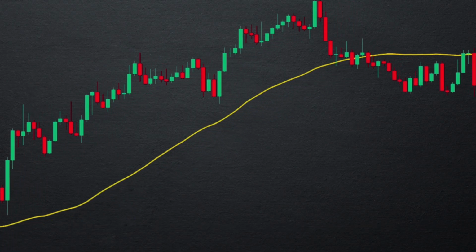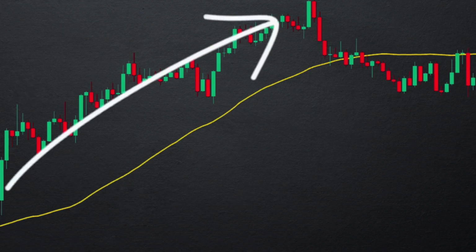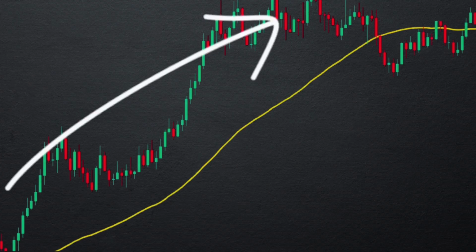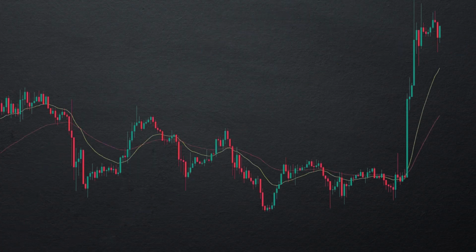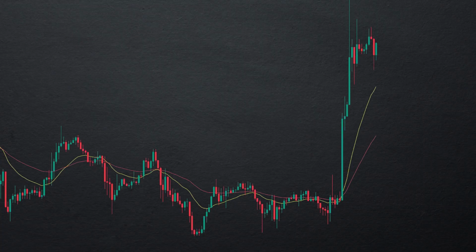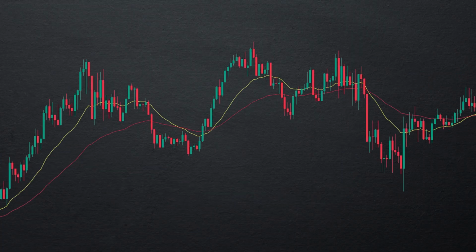Sell rules. The sell rules are simply the opposite. We need Super Trend to turn red, showing that sellers are in control in the short term. Price to be below the 200 EMA, confirming that the overall long-term trend is bearish. When these two signals align, we have a much stronger and more reliable sell setup.